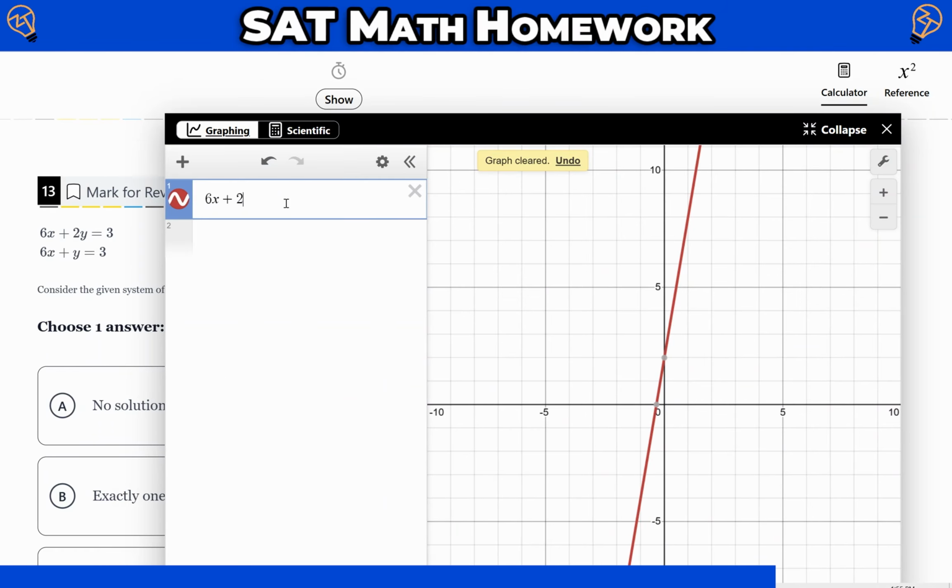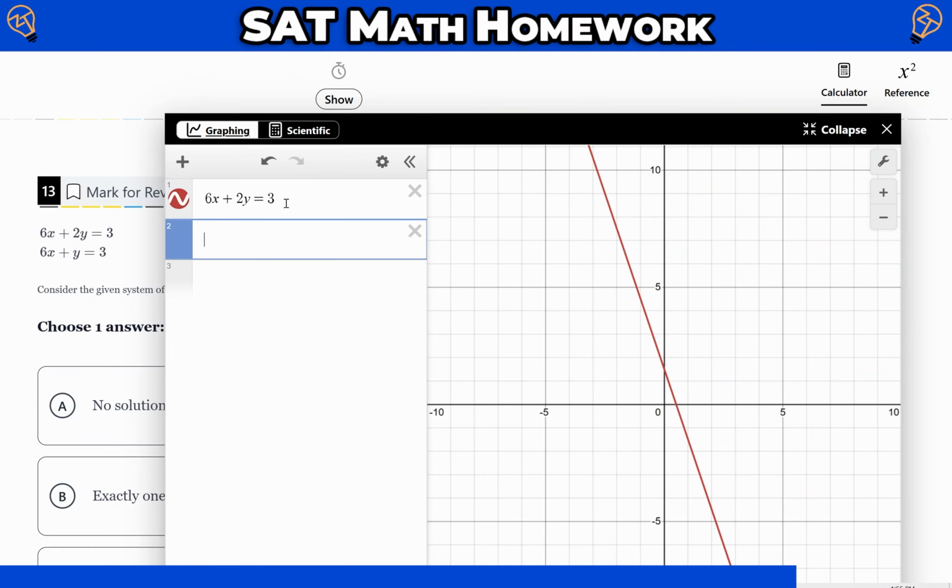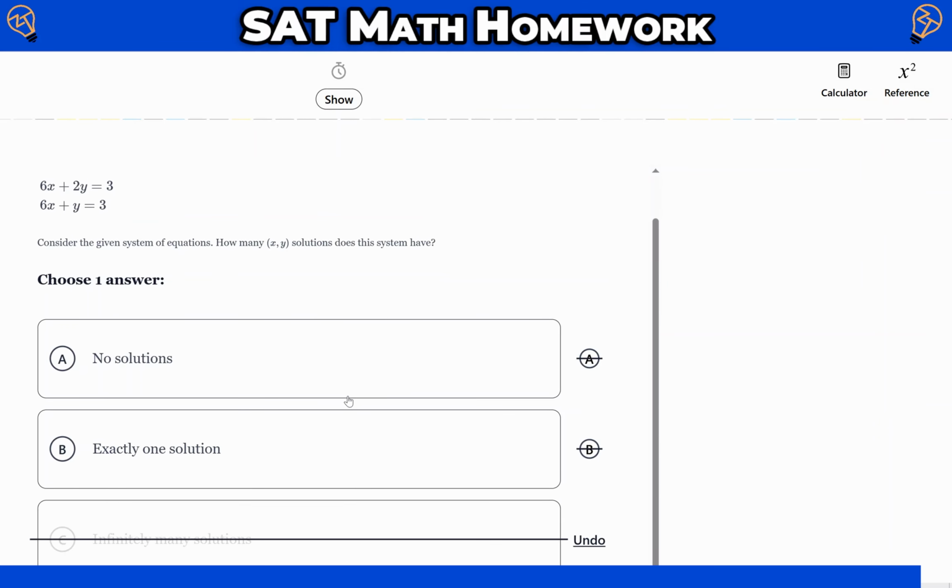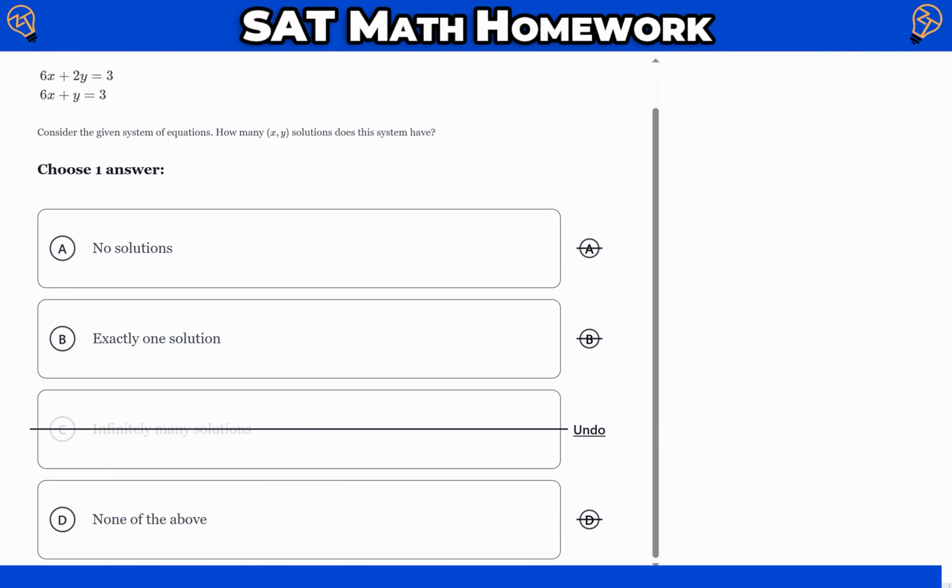So 6x plus 2y is equal to 3, and then we'll type in the second equation. And there you go. The fact that they are intersecting at all means that it's that one solution. If they were the exact same line on top of each other, of course, it'd be infinitely many. But that makes it very clear that we get exactly one solution, so option B.